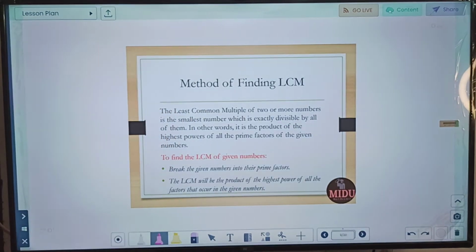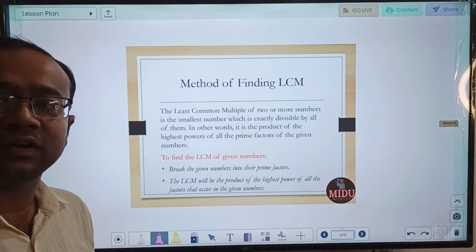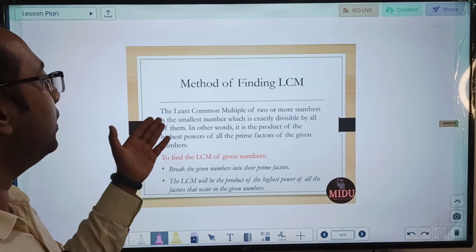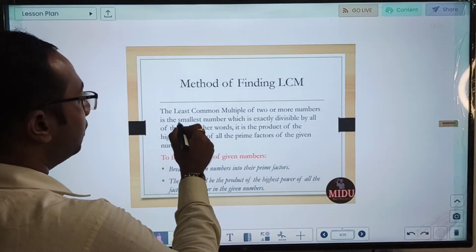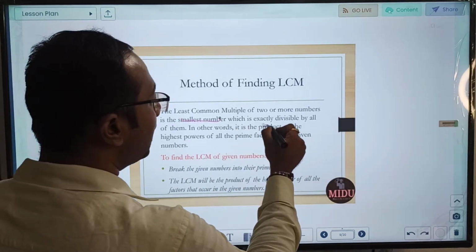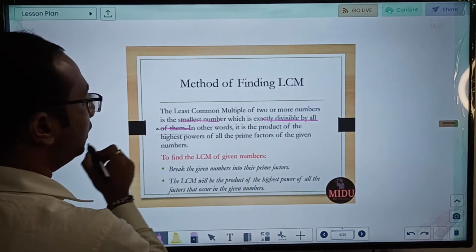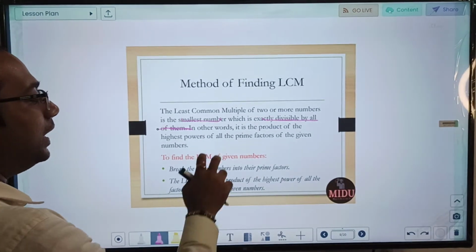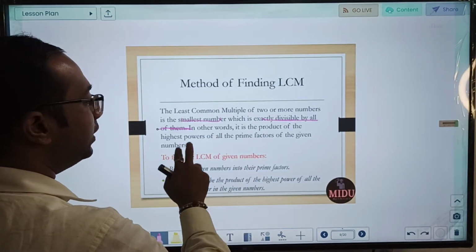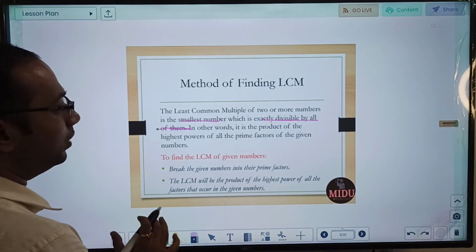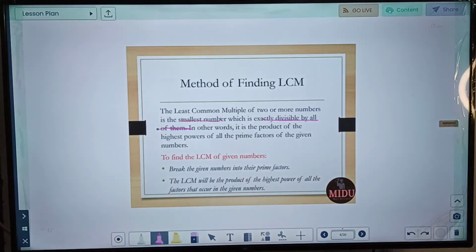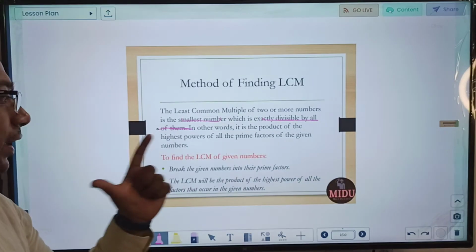Method of finding LCM. So this was all about HCF. Now let us understand the method to find LCM. Least common multiple of 2 or more numbers is the smallest number which is exactly divisible by all of them. In other words, it is the product of the highest power of all prime factors of the given numbers. So we will do prime factorization and take the product of the highest powers.